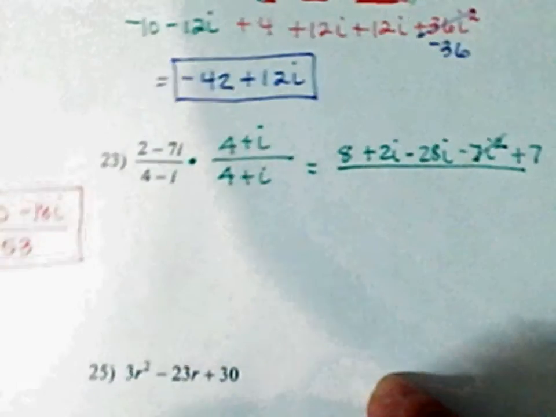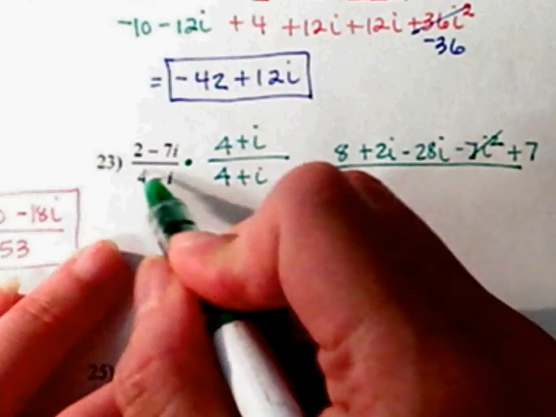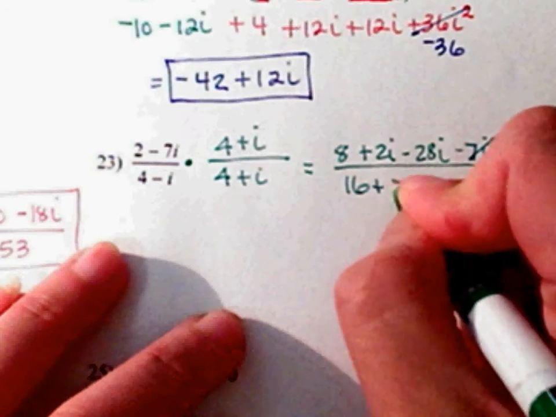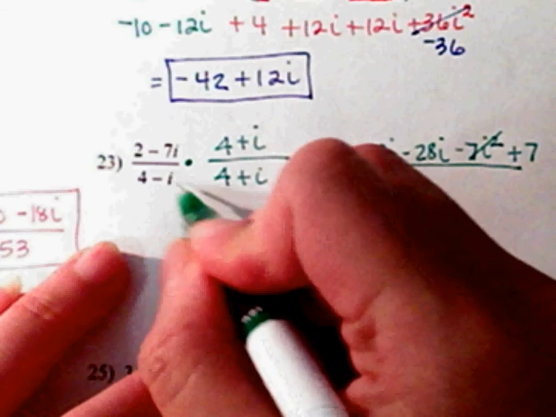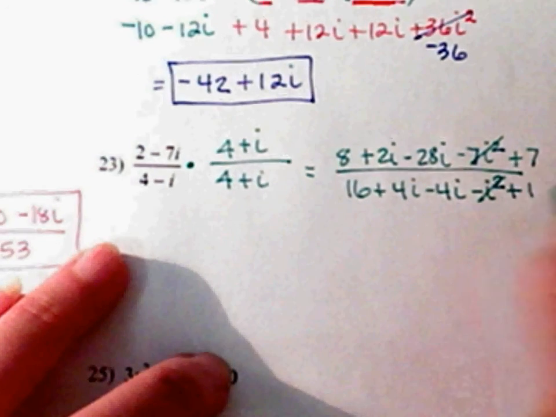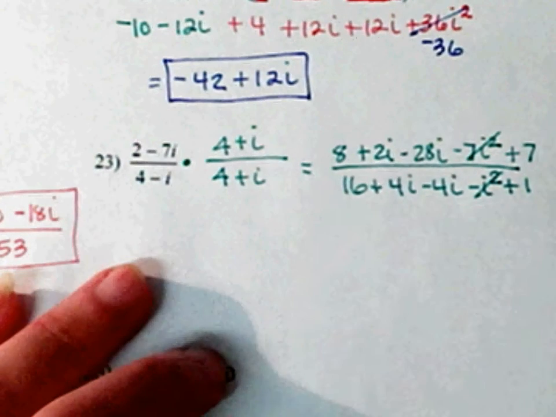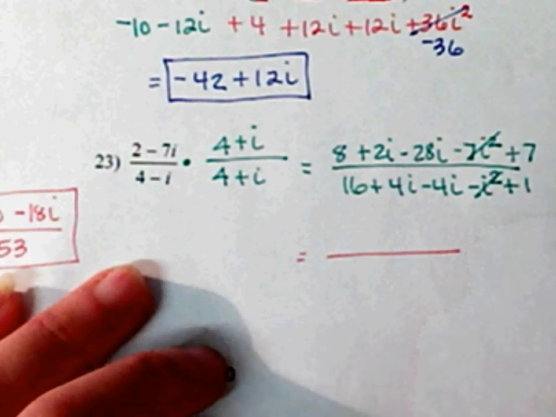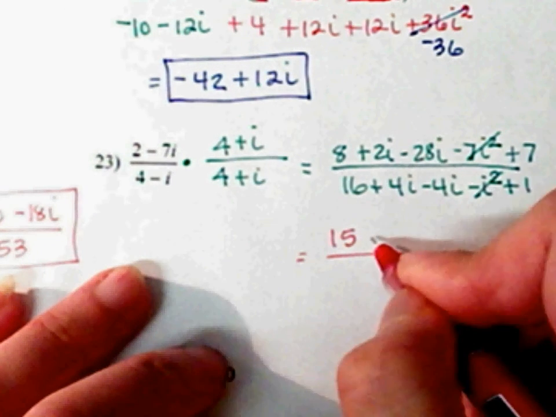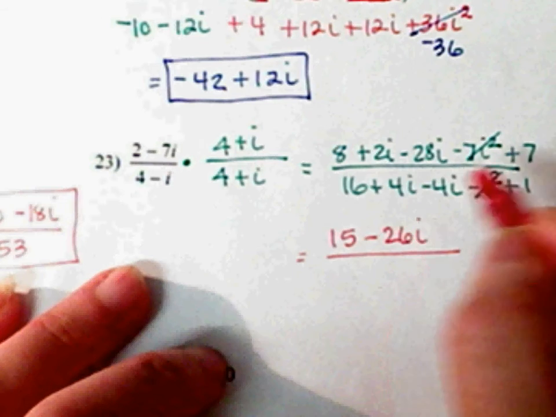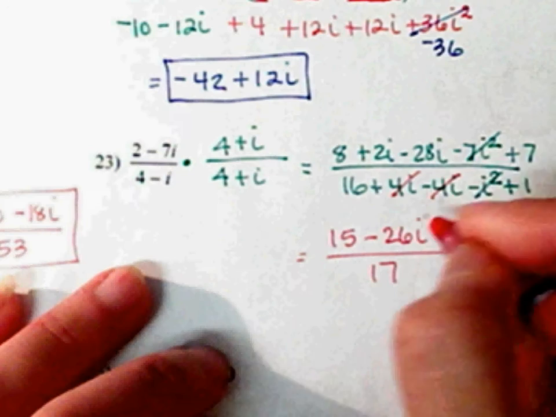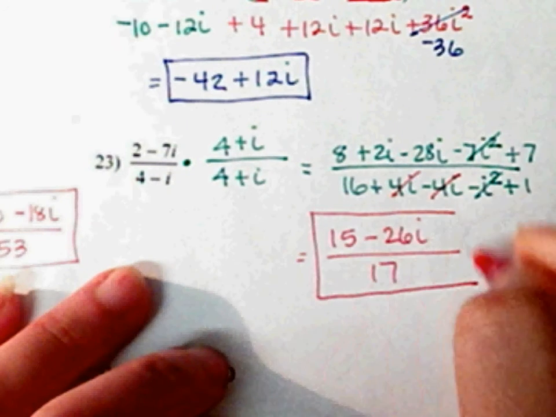Your denominator, 4 times 4 is 16. 4 times i is positive 4i. And then this one times all of that, negative 4i minus i squared, which is a positive 1. Okay? Let's combine some like terms. 8 plus 7 is 15. 2i minus 28i is minus 26i. These are canceled, so 16 plus 1 is 17. Can't make it any smaller. So there's your solution. Okay?